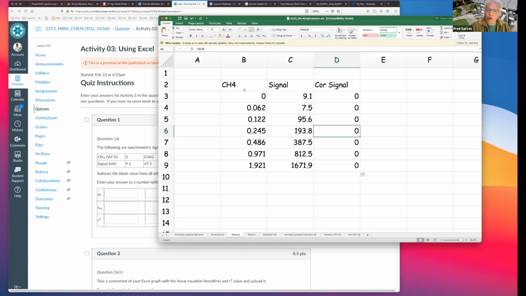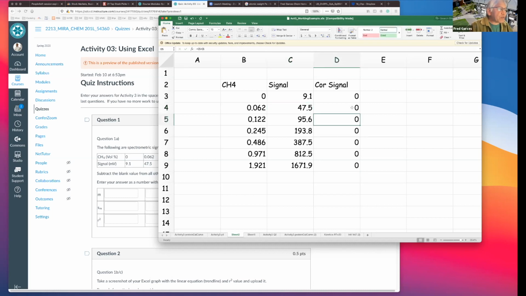But that's not the correct equation that I want. The reason why it's not correct is because the signal is just subtracting itself. What I need to do is take this value and subtract this 9.1 value. By the way, this is in error. That should be 47.5. Make sure you type that correctly.